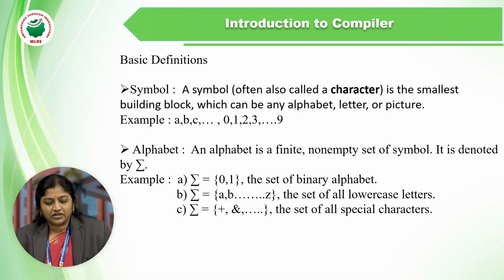Examples: first, sigma is equal to {0, 1}. This is nothing but a set of binary alphabet. Sigma is equal to {a, b, ..., z}, the set of all lowercase letters. And sigma is equal to {+, ...}, and so these are special characters.